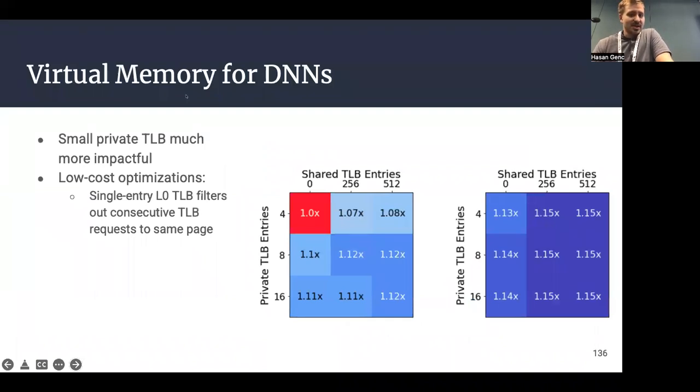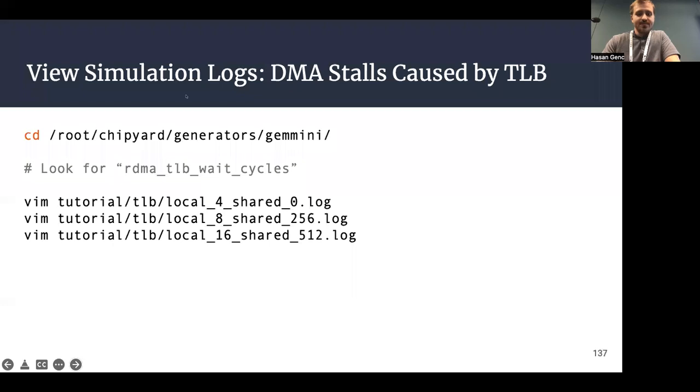And in fact, we found that the TLB can affect performance noticeably, like up to 15% or so. And the size of the smaller private TLB was much more impactful for overall performance than the size of the much larger shared TLB, even though the shared TLB could have hundreds or even 1,000 or so elements, and the private TLB would have only a dozen and still be more impactful. And we were also able to experiment with simple optimizations like adding a single entry L0 TLB to filter out consecutive requests to the same TLB page, and found that added very cheap, low cost, but noticeable performance improvements.